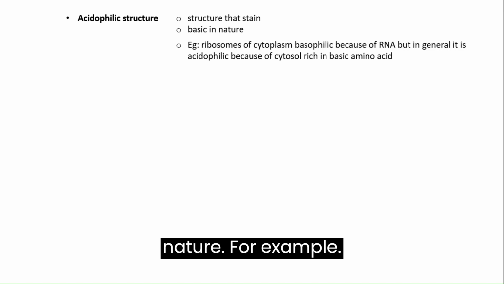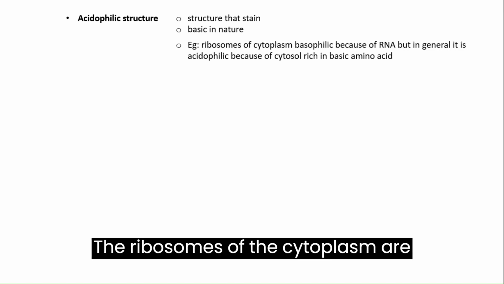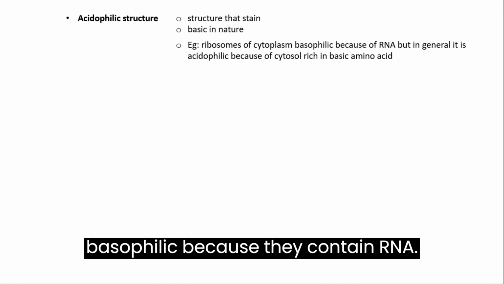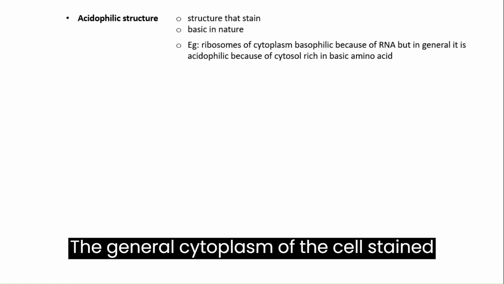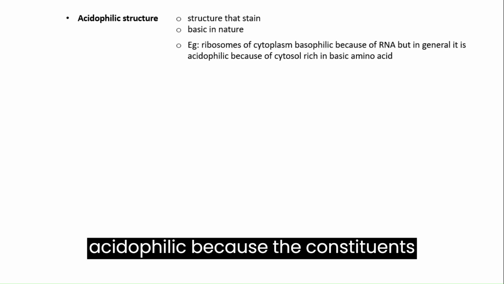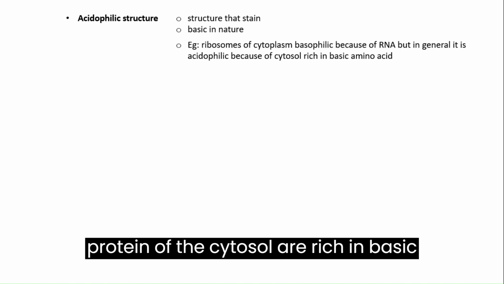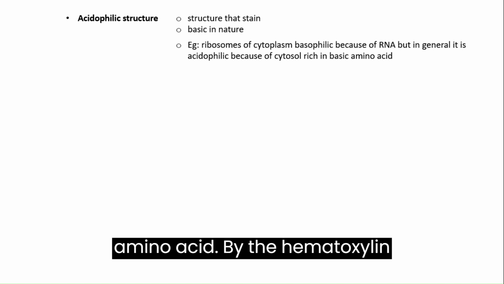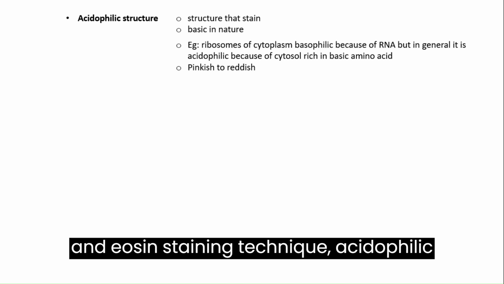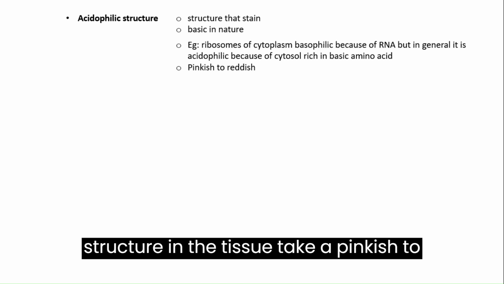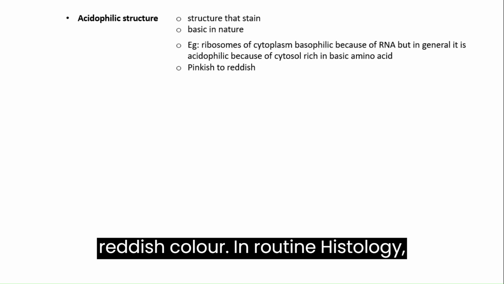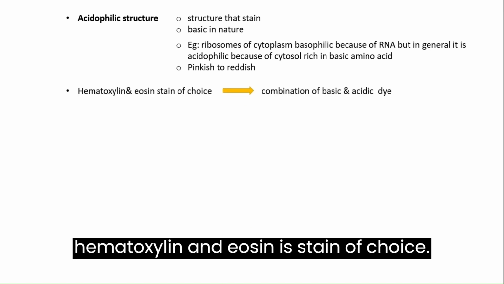For example, the ribosomes of the cytoplasm are basophilic because they contain RNA. The general cytoplasm of the cell stains acidophilic because the constituent proteins of the cytosol are rich in basic amino acids. By the hematoxylin and eosin staining technique, acidophilic structures in the tissue take a pinkish to reddish color. In routine histology, hematoxylin and eosin is the stain of choice.